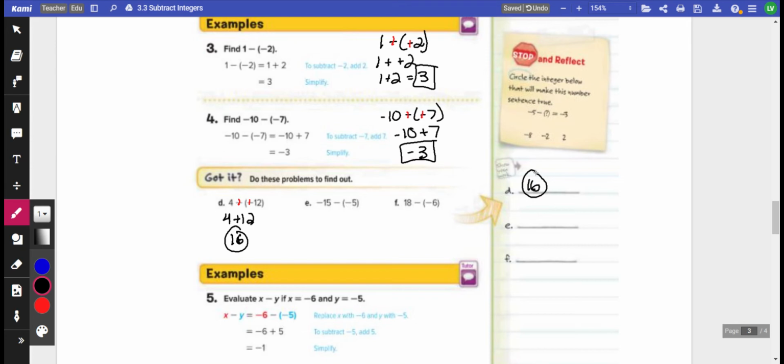All right, letter E, -15 minus -5. Well, I want to add in the inverse, so the additive inverse is adding a 5. So -15 plus 5 gives me the answer of -10.